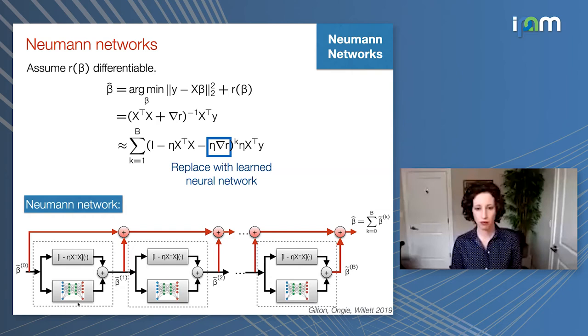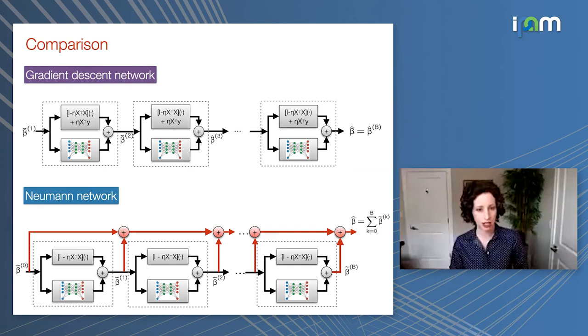So here we could do a compare and contrast between the gradient descent network and this network based on the Neumann series. We see that they've got some commonalities. They both have these B different blocks. They both have a learned component and a component that depends on our forward model X. But one of the things that differentiates them is that the Neumann network, because of the Neumann series that we use as a starting point, cleaves off the estimate or the output of each one of these blocks. And our final estimate, beta hat, is the sum of the outputs of all the intermediate blocks.